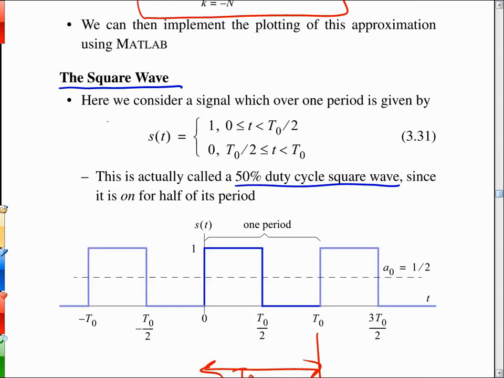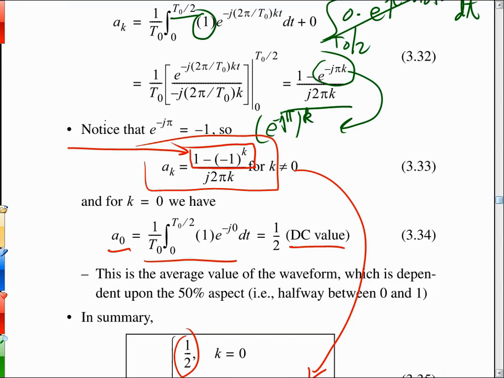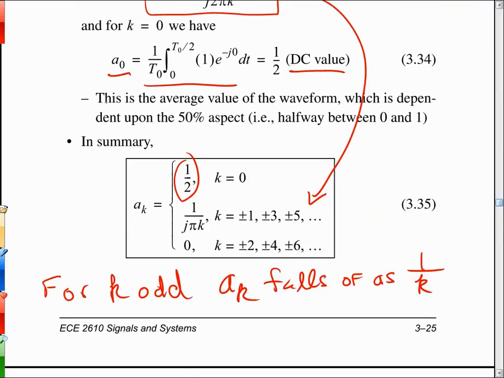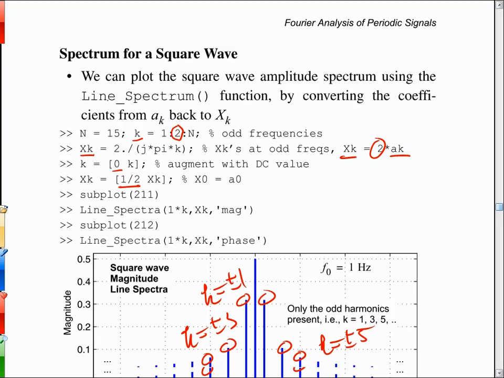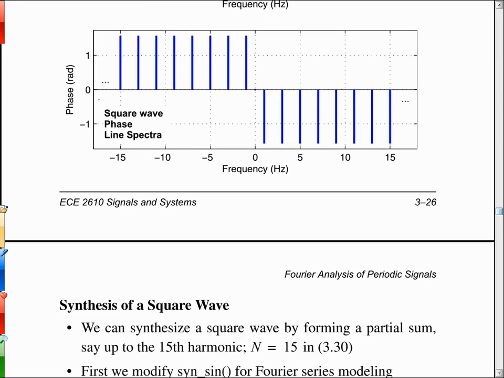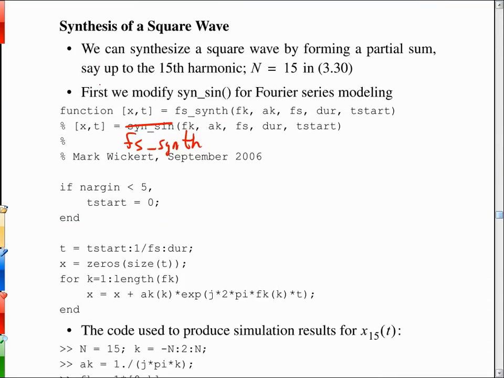So the case in point for the square wave, if we dial down through that, the Fourier coefficients were summarized here in this equation 335. And then what I did as a follow-on using MATLAB is I plotted the line spectra, and then on the page after that, page 327, is where I actually synthesized the square wave.